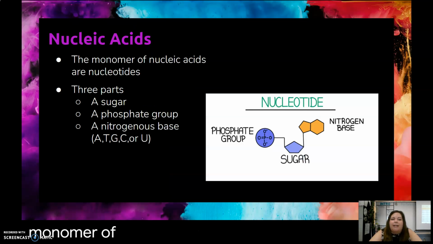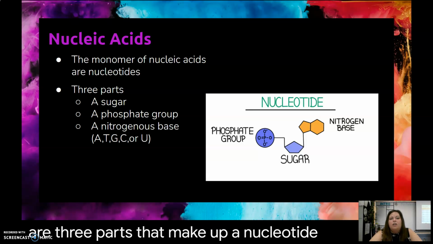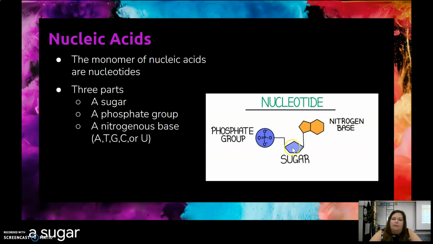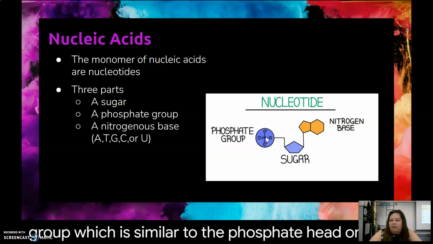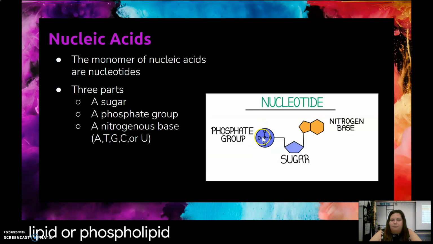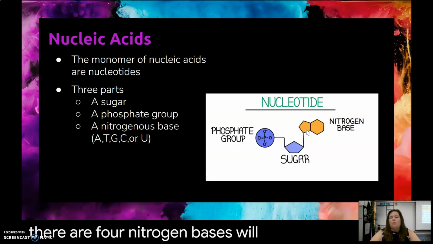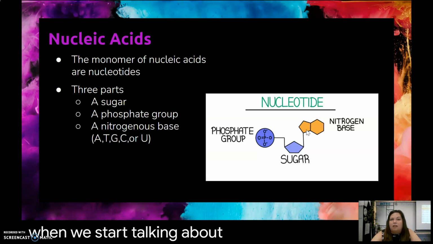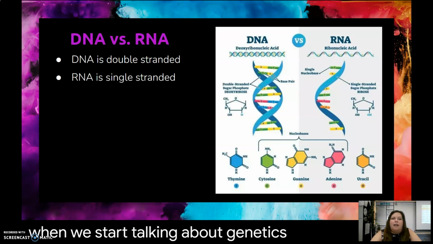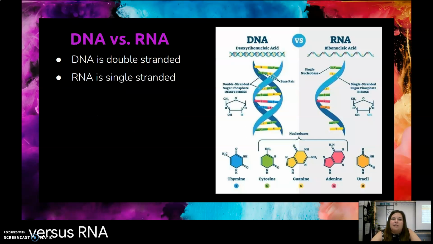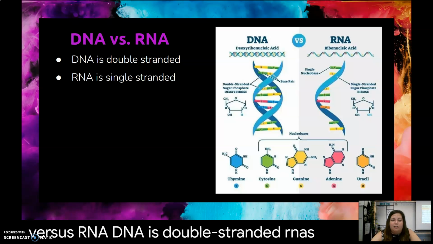The monomer of nucleic acids, again, are nucleotides. There are 3 parts that make up a nucleotide. You've got a sugar, a phosphate group, which is similar to the phosphate head on our phospholipid, and then our nitrogen base. There are 4 nitrogen bases. We'll get more into that when we start talking about genetics. All right, DNA versus RNA. DNA is double-stranded, RNA is single-stranded.